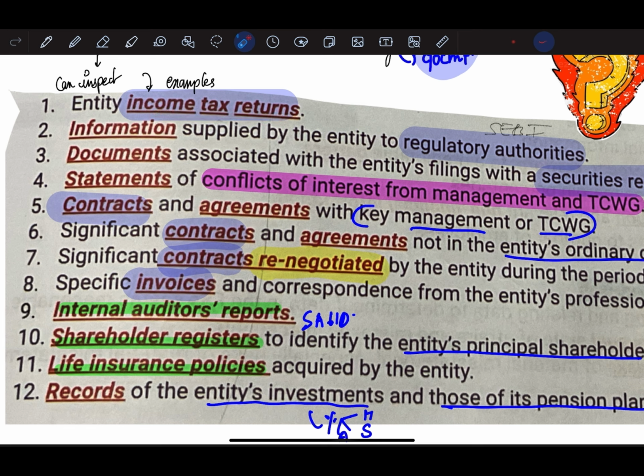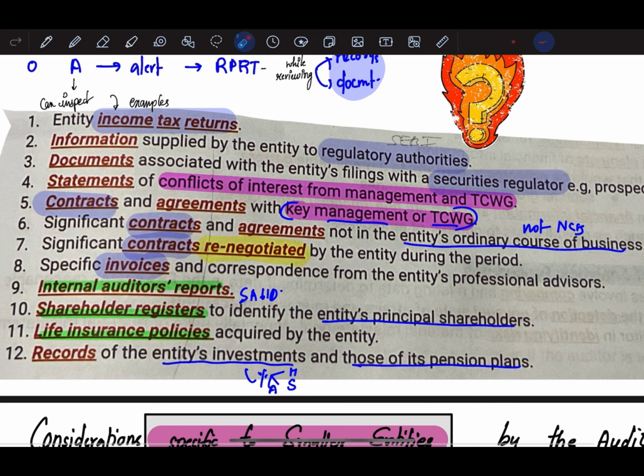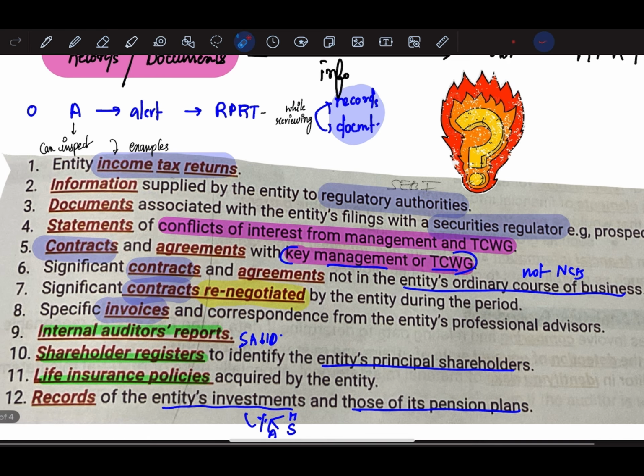The second 2 points are related to the regulatory authorities. Then statements of conflict of interest. So 2 points are related to key management and TCWG. The first one is statements of conflict of interest, then contracts and agreements. So there are 3 points related to contracts: contracts and agreements with key management, contracts and agreements which are outside the normal course of business, contracts and agreements which are renegotiated during the period, and specific invoices from the entity's professional advisors. Then we have SA 610 internal auditor's reports, shareholders registers, life insurance policies, and records of the entity's investments. So this was about the documents which the auditor can inspect to identify related party relationships and transactions.